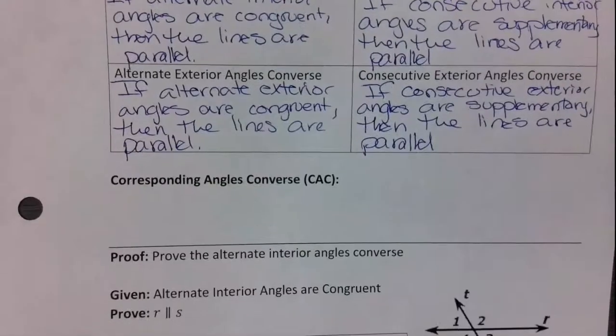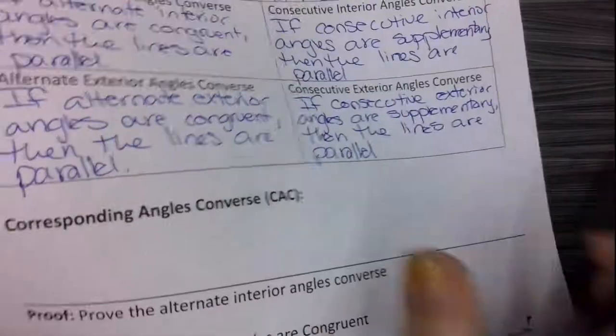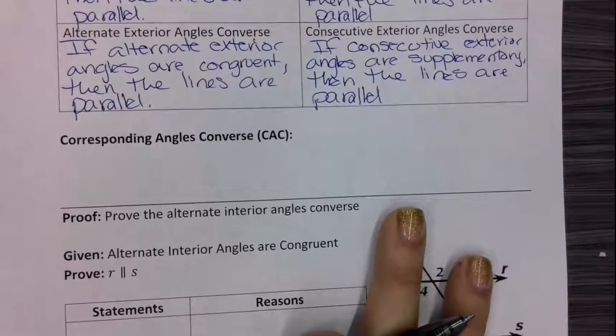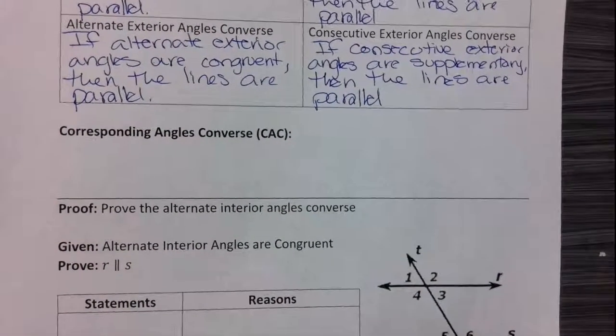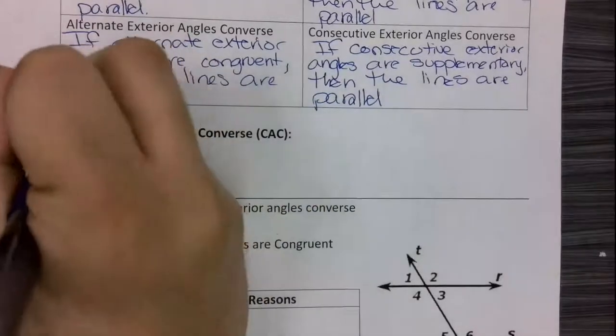Okay, the corresponding angles converse states that if corresponding angles are congruent, then the lines are parallel.